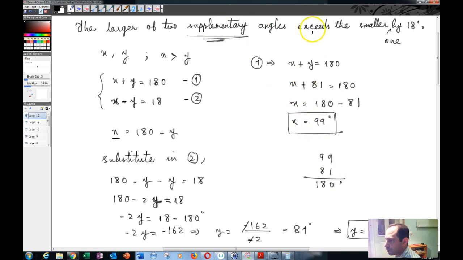And this greater angle exceeds this one by 18 degrees, meaning that 99 minus 81 is equal to 18. 18 degrees is the difference. Okay, so that's basically how you could solve this problem.